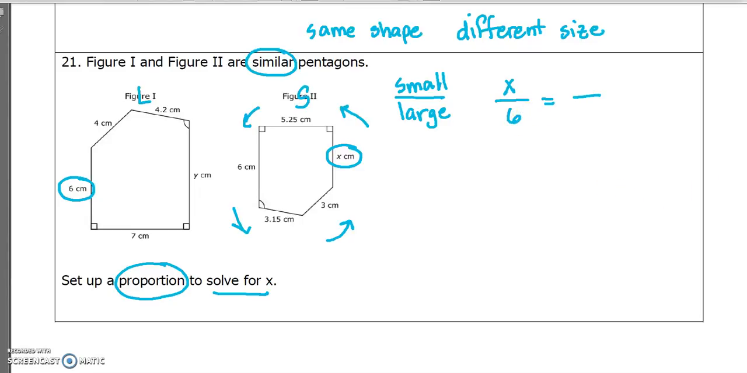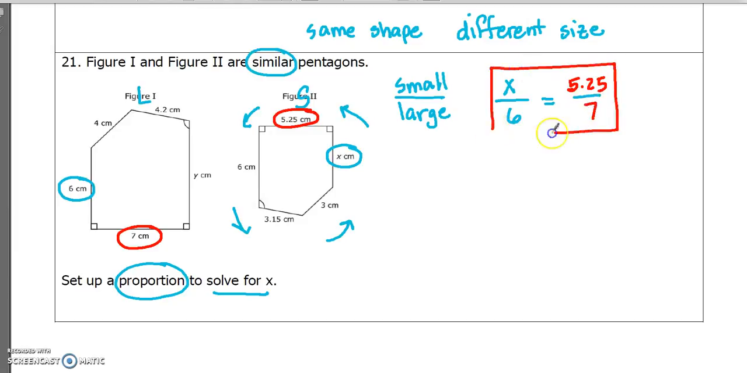Then it just says we have to set up a proportion. So at this point, guys, all I have to do is find another pair of corresponding sides that have numbers. If I look at this one, this is kind of like my base. Again, if I rotate it around, this is going to end up down here at the bottom. So I think I'm going to use these two numbers. I have 5.25 is the small, so that goes in the numerator. And the 7 was on the large, so that's going to go in the denominator. So here could be a possible solution.